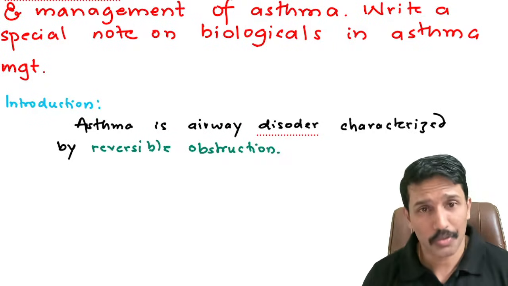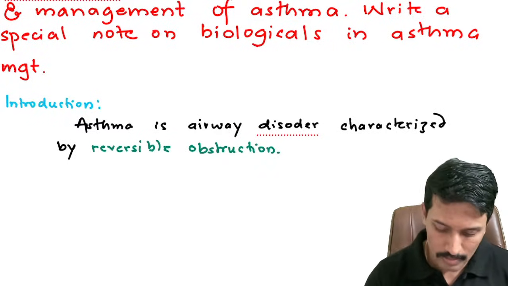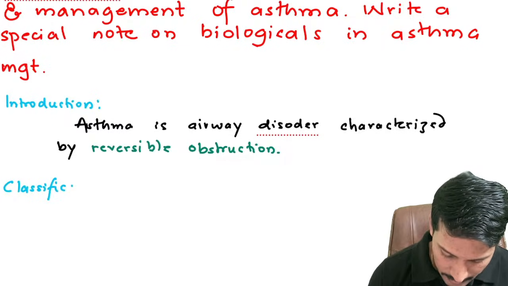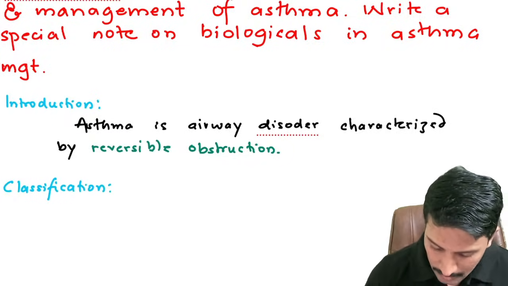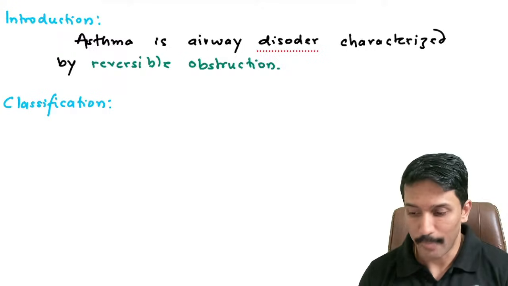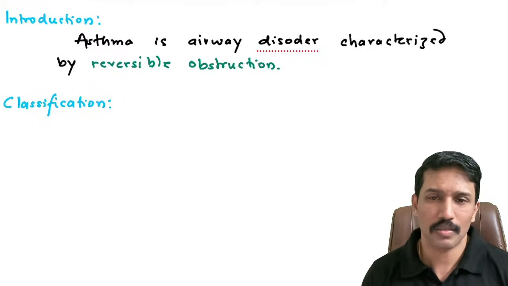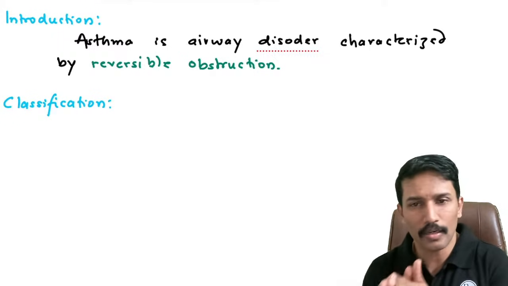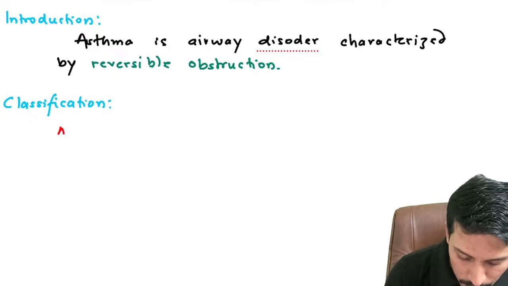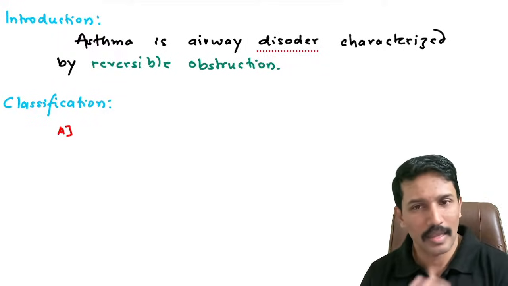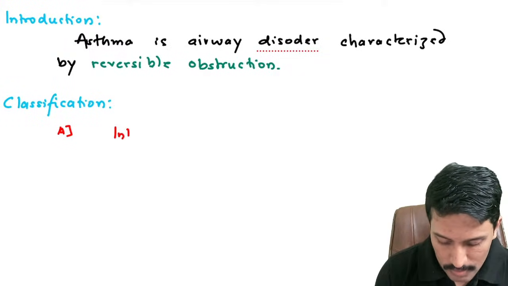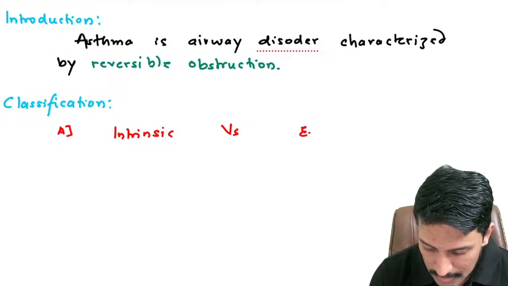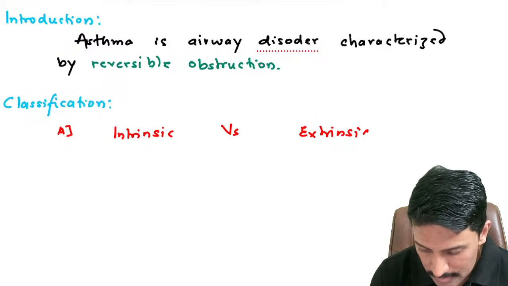Okay, after that the question may be asking you to classify the types of asthma, and when it comes to classification of asthma, there are two classifications that you need to mention. The first classification is intrinsic versus extrinsic asthma, and the second classification is type 2 and non-type 2 asthma. So you can discuss it under two headings. In A, let us discuss intrinsic versus extrinsic. There are two types of asthma, intrinsic and extrinsic.